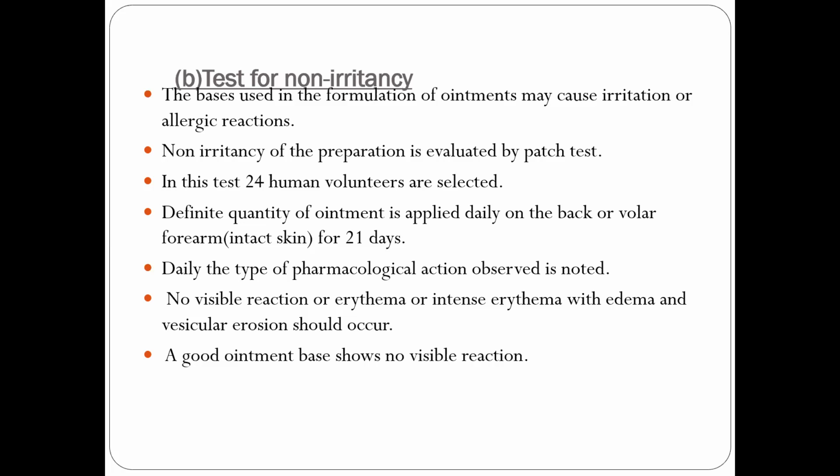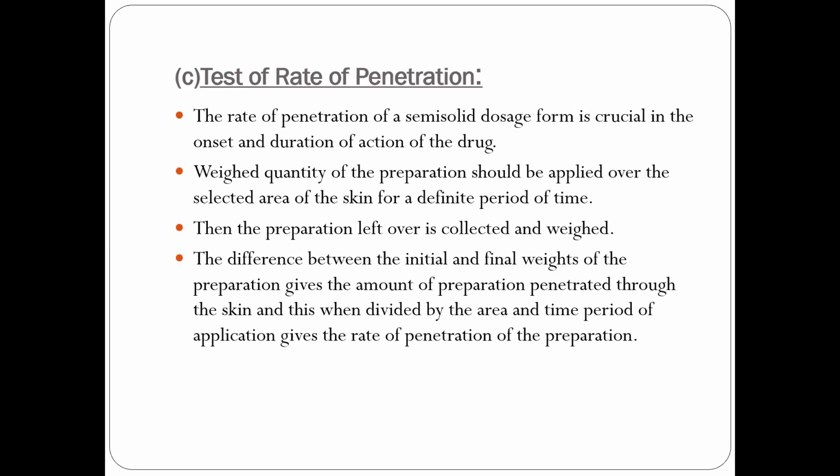There should be no visible reaction, or erythema, or intense erythema with edema and vesiculation. So once the 24 human volunteers apply the ointment on the back or volar forearm for 21 days, the action is observed and noted, and there should not be any visible reaction or erythema. A good ointment base should show no visible reaction. That is for that. Then number 3, the test for rate of penetration.